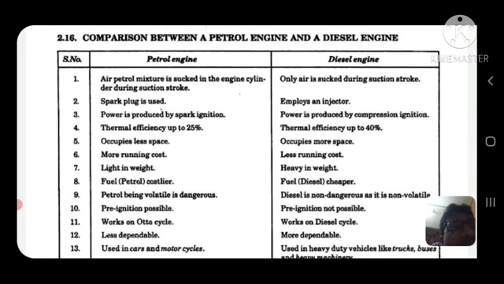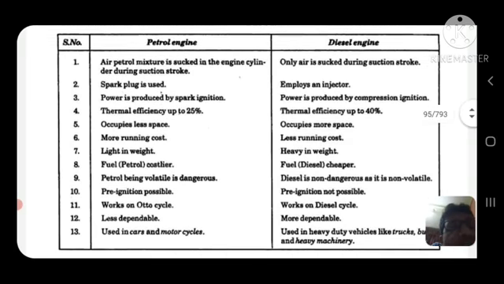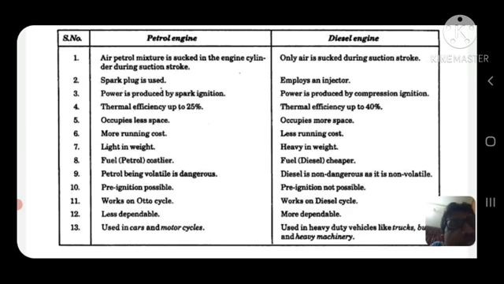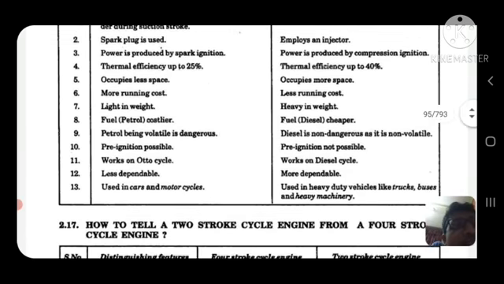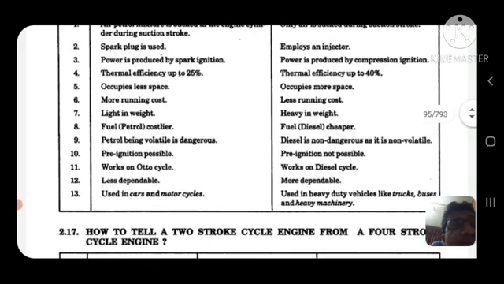Only air is sucked during suction stroke. Spark plug is used, employs an injector. Power is produced by spark ignition engine, spark ignition. Power is produced by compression ignition. Thermal efficiency up to 25%, thermal efficiency up to 40%.